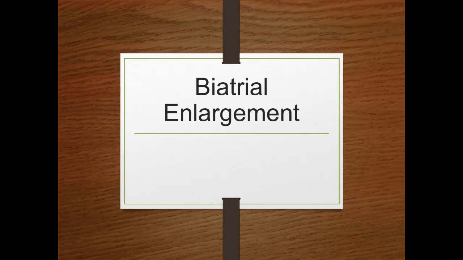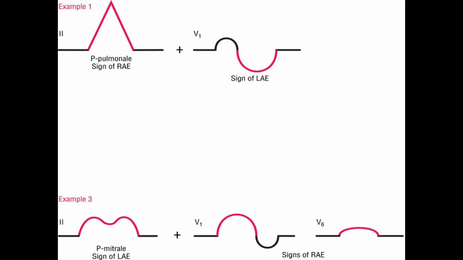We've talked about left atrial enlargement, we've talked about right atrial enlargement, but you can, in fact, hypertrophy and enlarge both at the same time. So, what is that going to look like on your 12 lead? Well, that's a pretty easy answer because you're going to see signs of both.